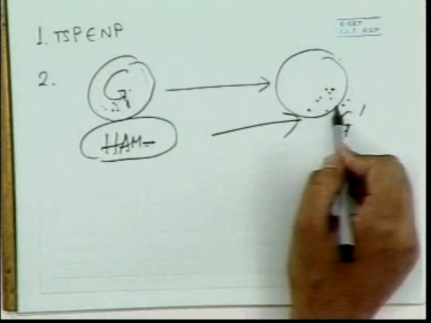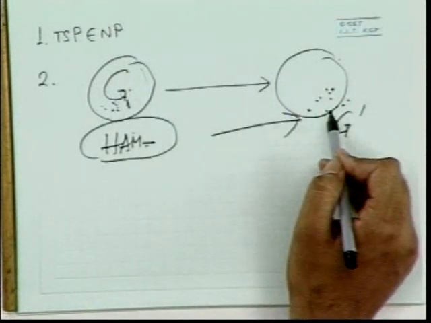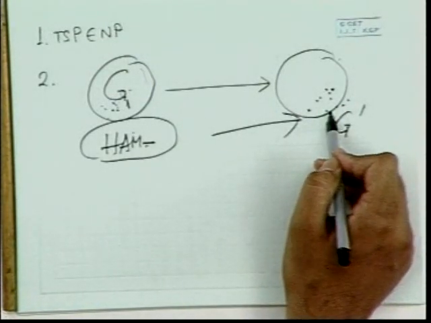So this is a valid transformation, and that's why it is working. So let me complete here, and this completes the NP completeness.